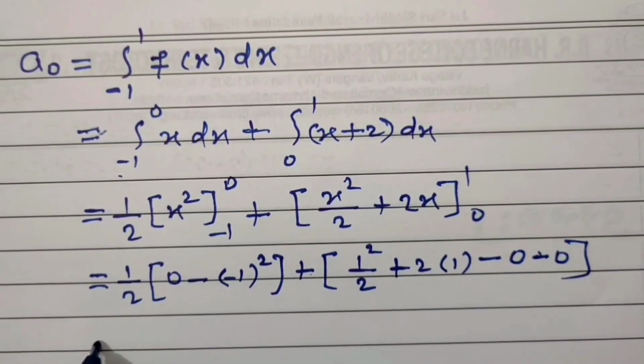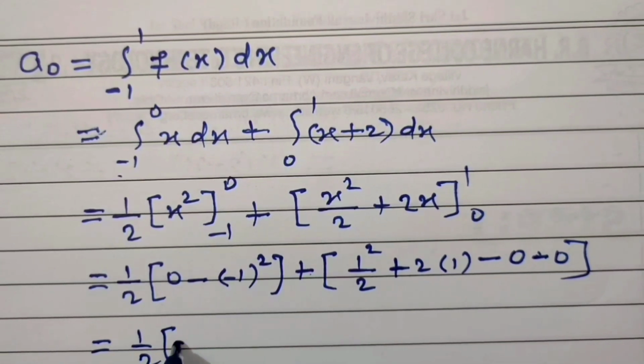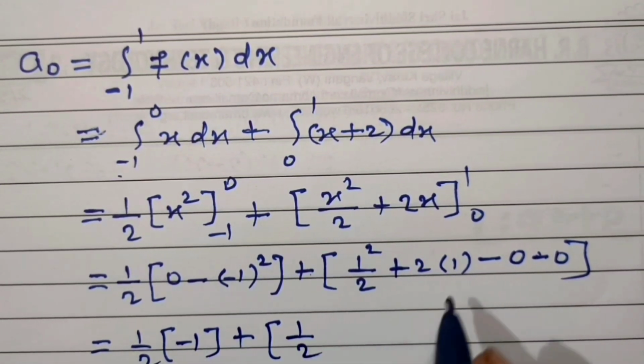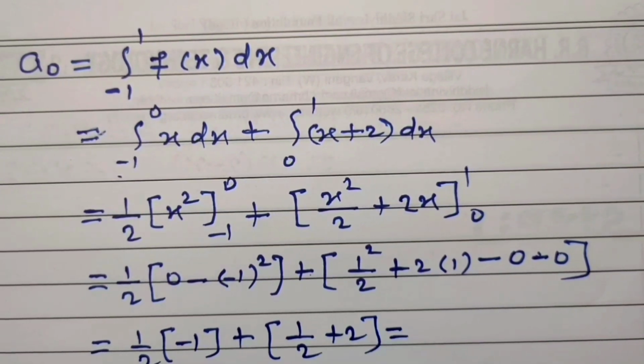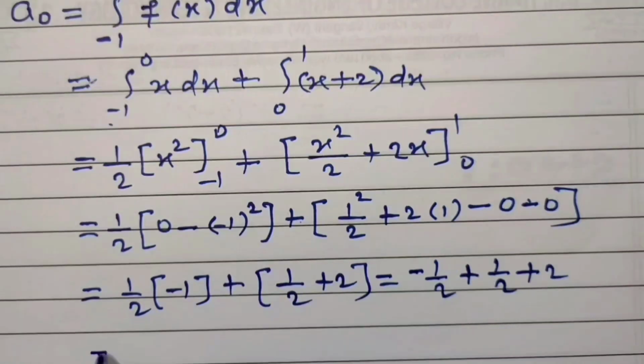This is equal to half, -1 square is 1, minus 1 plus 1 square is 1 upon 2 plus 2. So this becomes minus half and this is plus half plus 2. Okay, minus half plus half gets cancelled and value of a0 is equal to 2. This is the first Fourier coefficient.